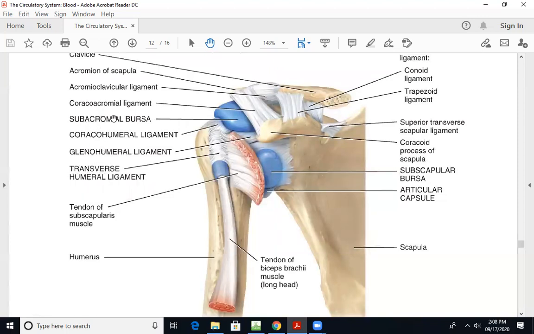So once again, make sure you have highlighted, if you haven't already, these three things, actually four things in a row that are all capitalized. The tendon of the subscapularis, the tendon of the biceps. I would move the articular capsule somewhere in here, and then the subscapular bursa. I would highlight that as well.